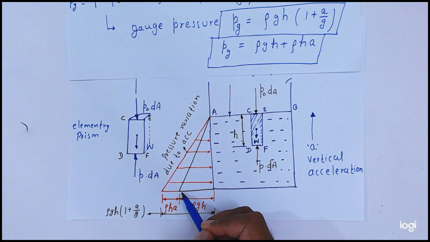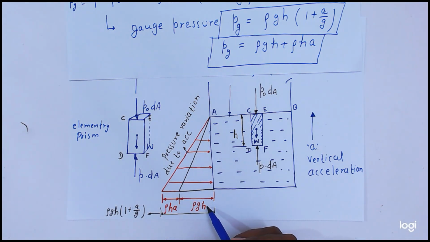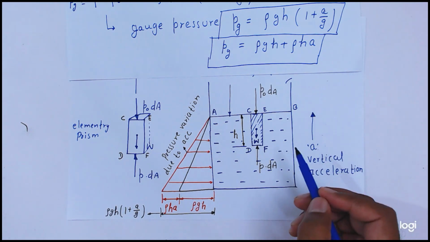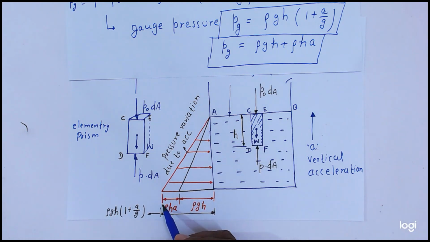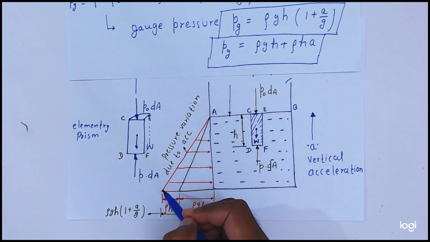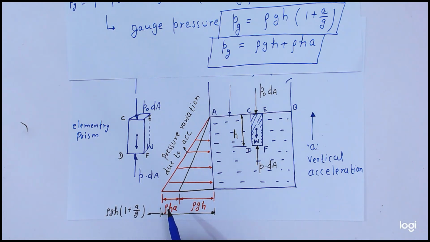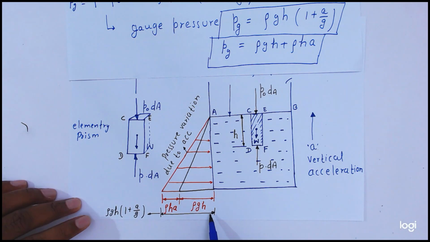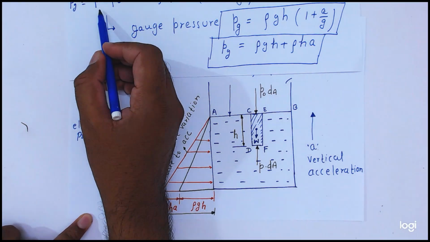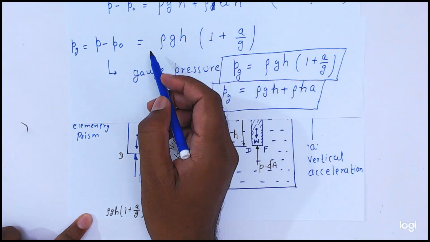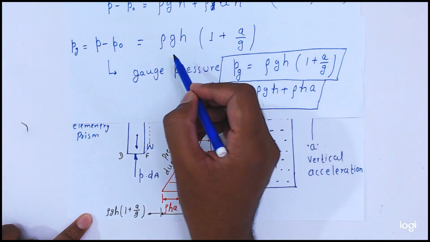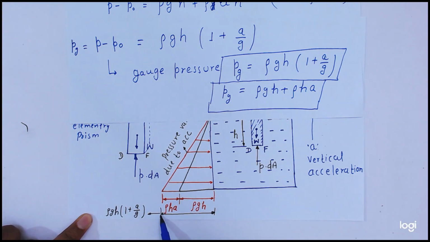So up to this is the rho gh, the static pressure. And here, due to upward movement, extra pressure is working, which is equal to rho ha. Getting it, friends? The equivalent is shown by this red line. So the total pressure P minus P naught is rho gh times 1 plus a by g, the total gauge pressure, from this point to this point.